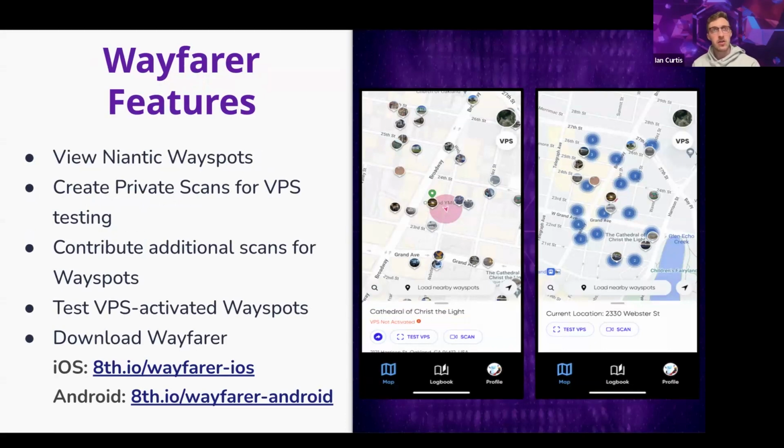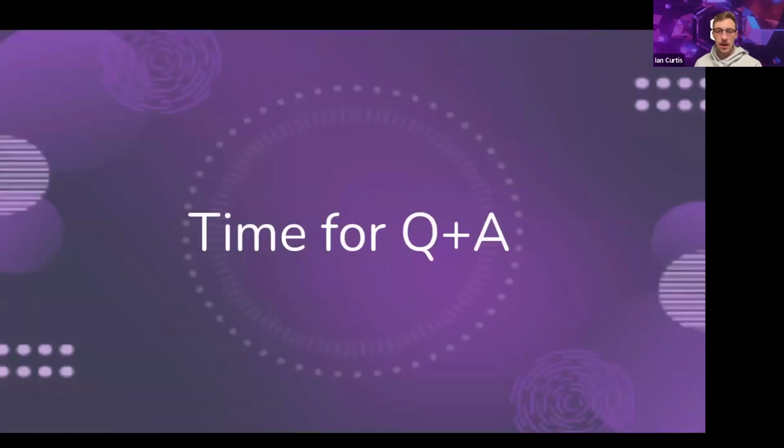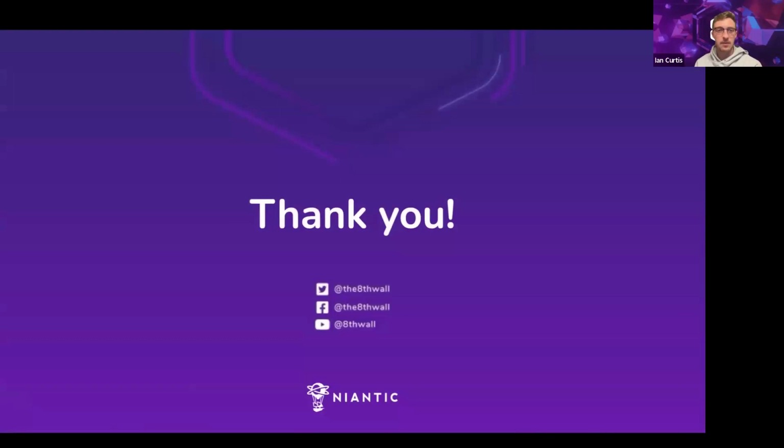You'll need to also have your 8th Wall login credentials once you have this app downloaded, because you'll need to log into the Wayfarer app to be able to scan. And also make sure when you're in the app to select the workspace that you want the VPS mesh for before you start scanning. So just some tips to keep in mind. And then we'll leave some time for Q&A.